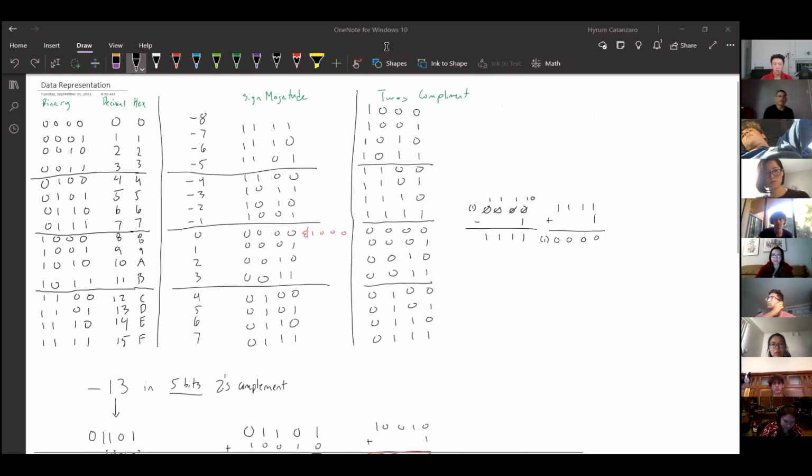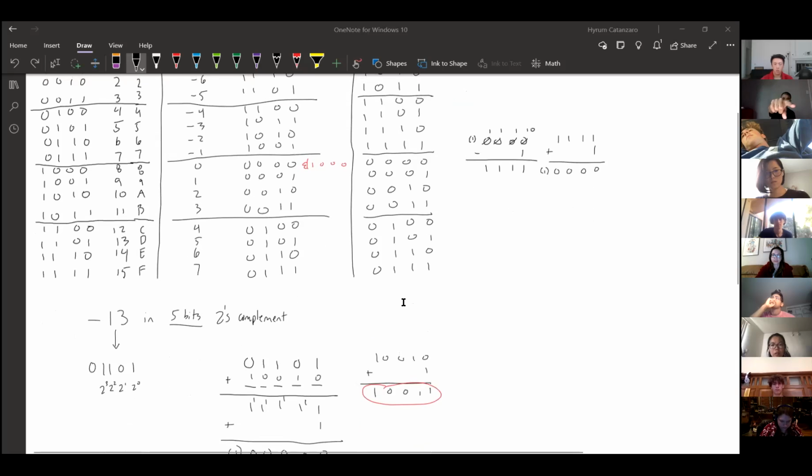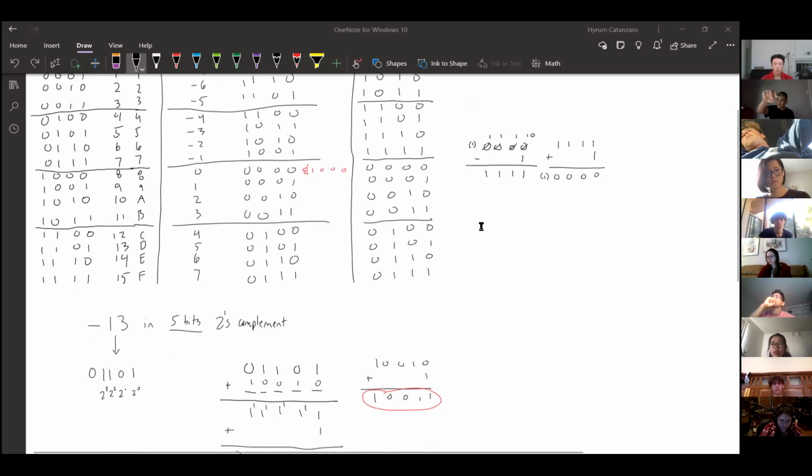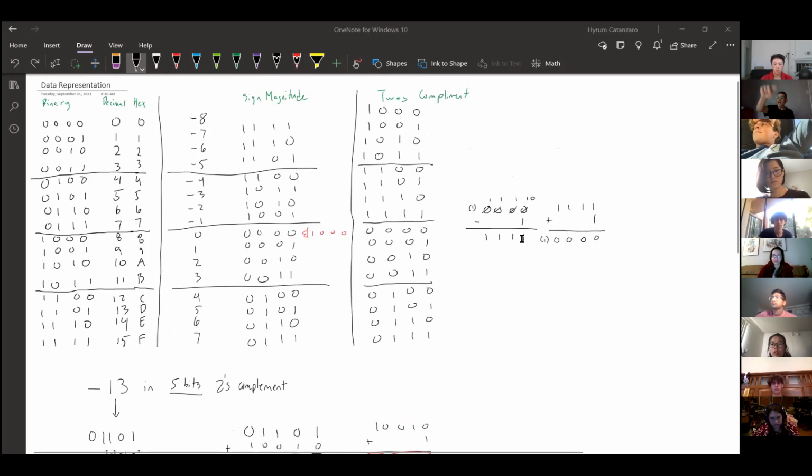Okay. All right, great. So you can see that adding 1 to everything does exactly the right thing, right? So 1, 0, 0, 0, 0 is negative 8, but if you add 1 to it, you get negative 7, right? How do you know that's negative 7, by the way? Let's do this problem also. You guys want to do this problem?